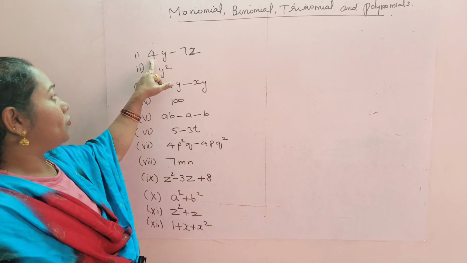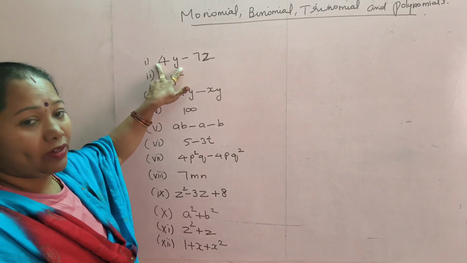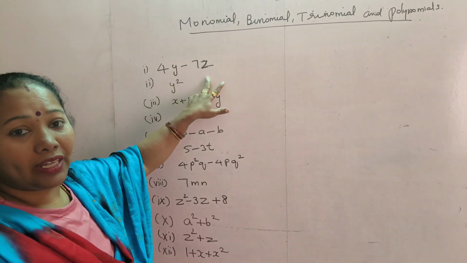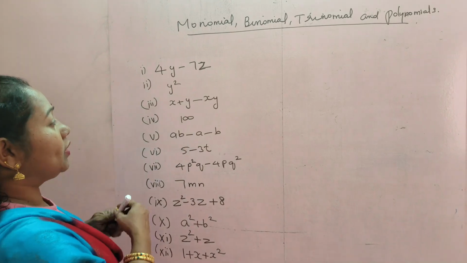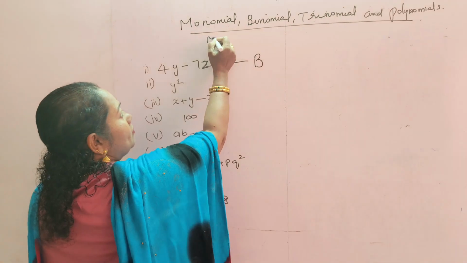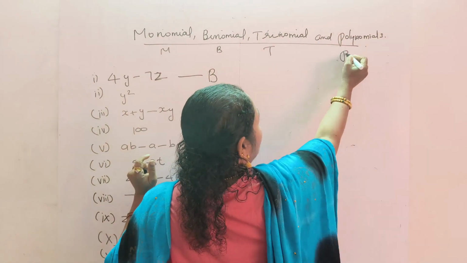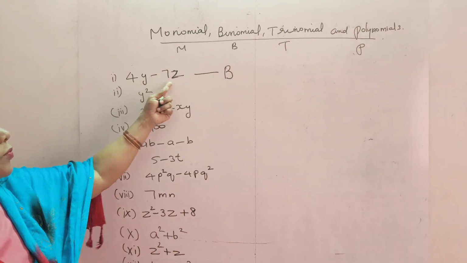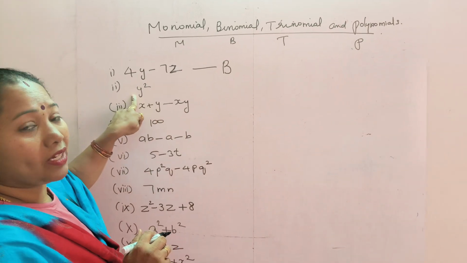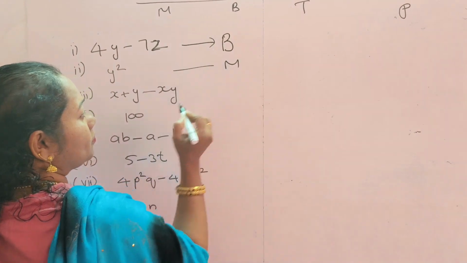Okay. So this one, 4y minus 7z. 4y is one term. 7z is the second term. So how many terms are there? Two terms. So what will it be? It's a binomial. Let us write monomial as m, binomial as b, trinomial as t and polynomial as p. So here two terms are there. So what will it be? Binomial. Now here how many terms are there? Only one term. So this will be monomial.